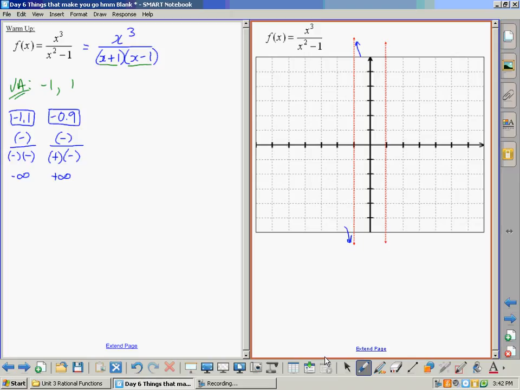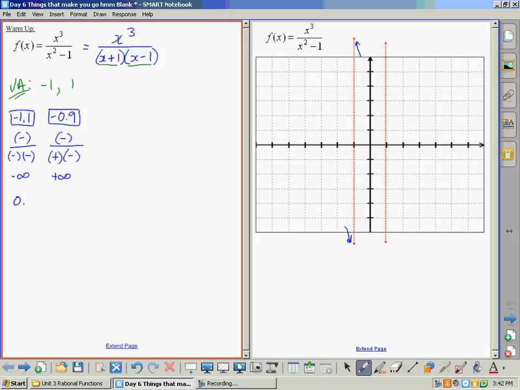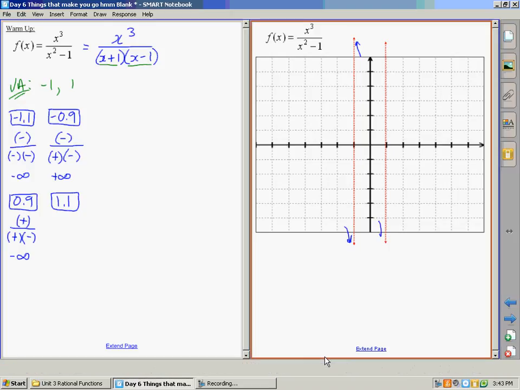Now I'm going to do test points on the left and right side of my other asymptote at 1. So the left side is a positive 0.9, and the right side is going to be a positive 1.1. So when I plug in a positive and cube it, it's going to stay positive. On the bottom, positive 0.9 plus 1, of course, is positive. But 0.9 minus 1 is actually going to go negative. So I'll have negative on the bottom. Positive divided by a negative is negative infinity. So at 0.9, I'm going to go down to negative infinity.